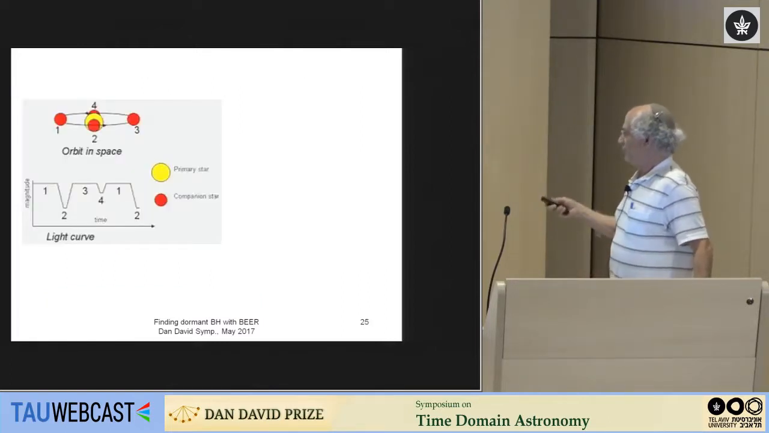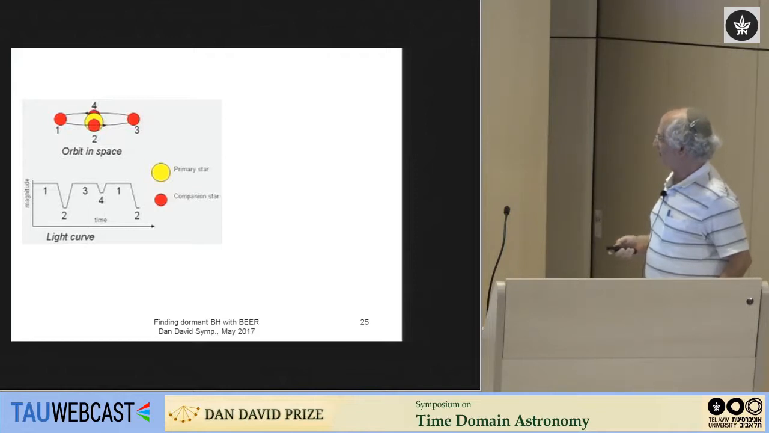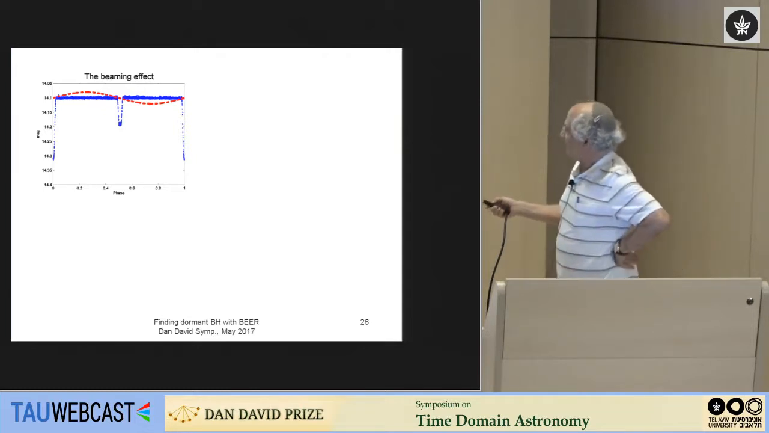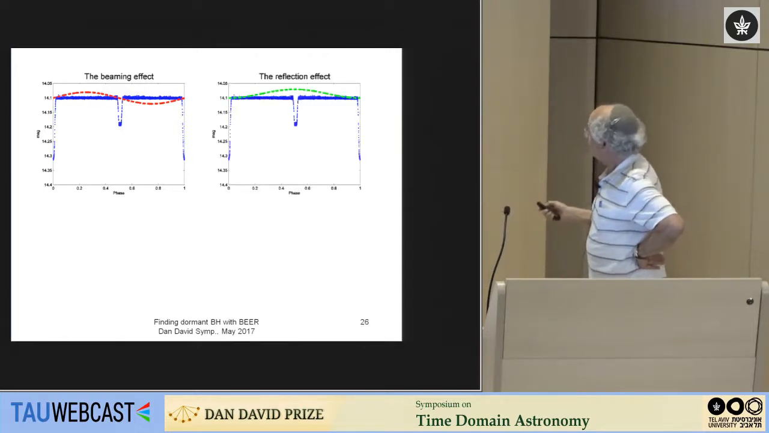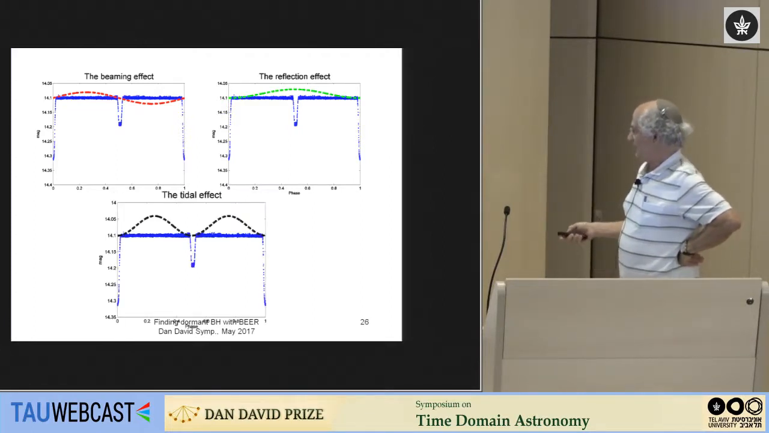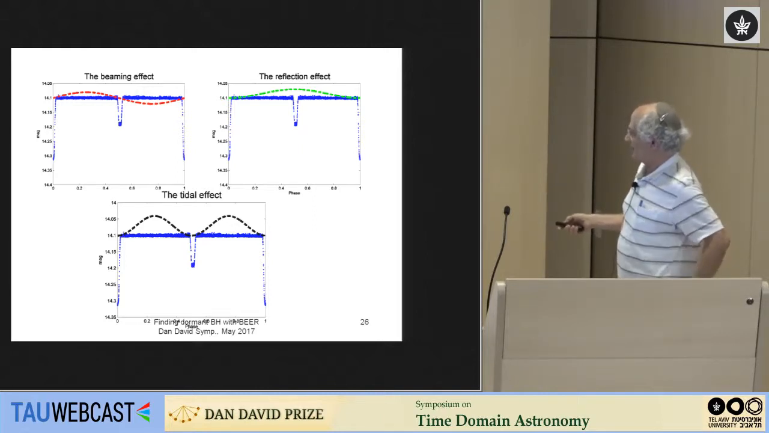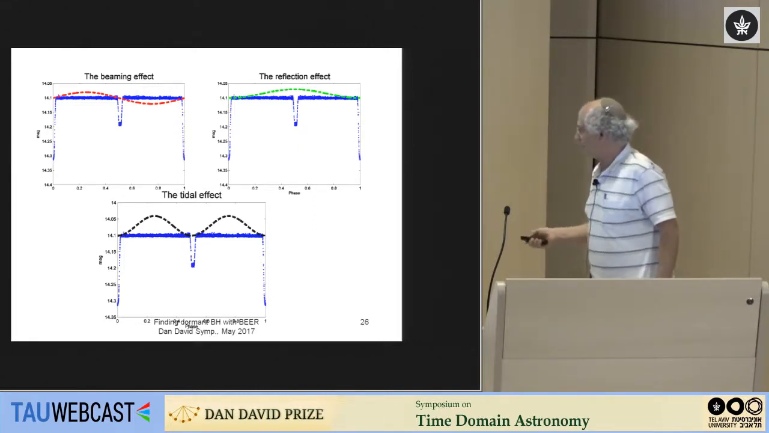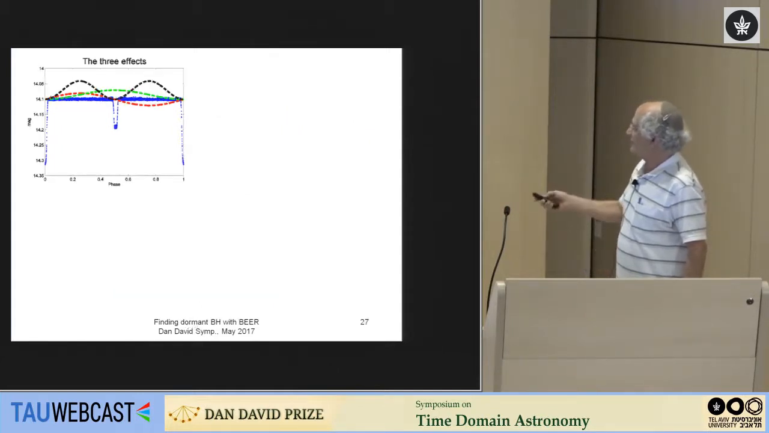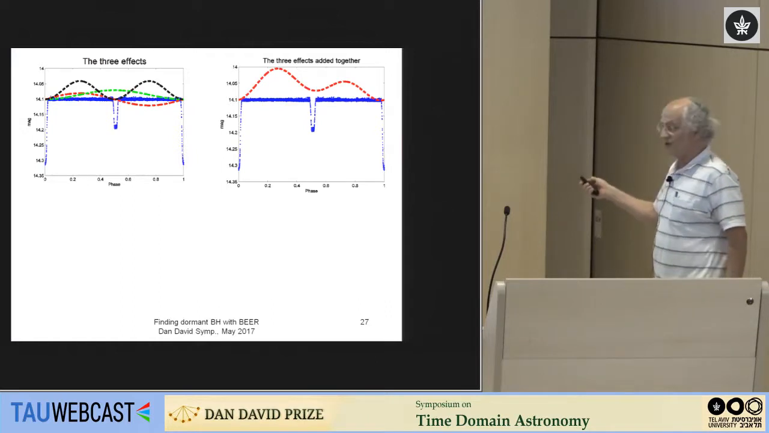Anyway, to put these three effects in perspective, let's say that you have a binary with eclipses. There are two eclipses, let's say this is the primary eclipse and this is the secondary eclipse. So the beaming effect will look like this, the reflection would be like this, and what is most important in our context is the ellipsoidal. The ellipsoidal has half the orbital period, meaning a frequency of twice the orbital frequency. You get 2 maxima and 2 minima during the binary period, and when you add them all up, this is what you see.